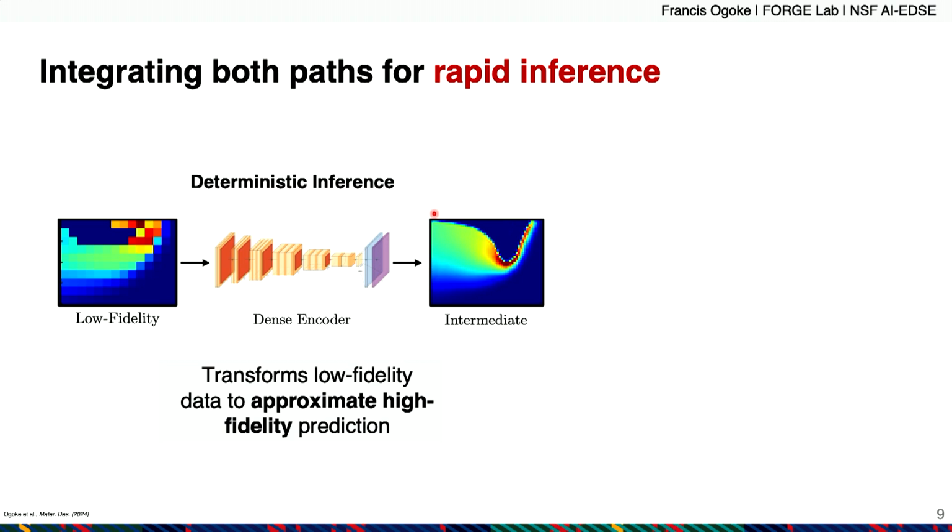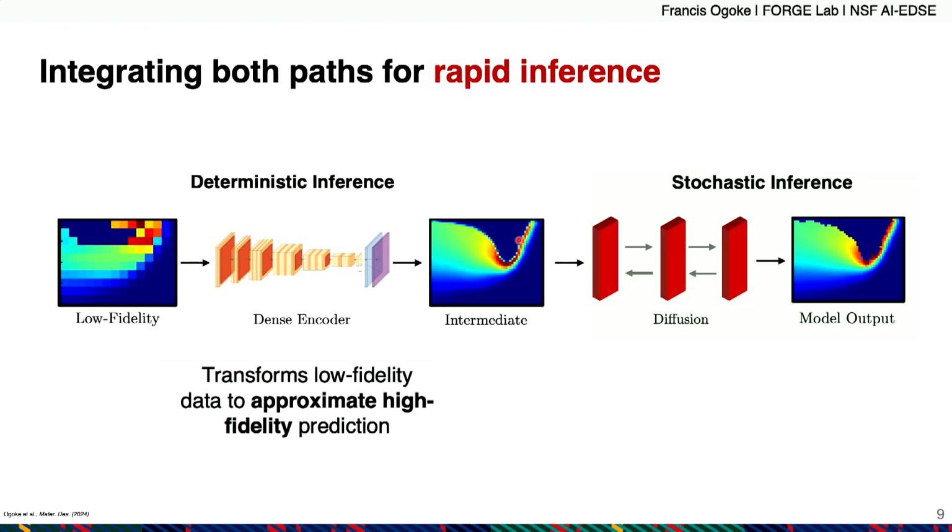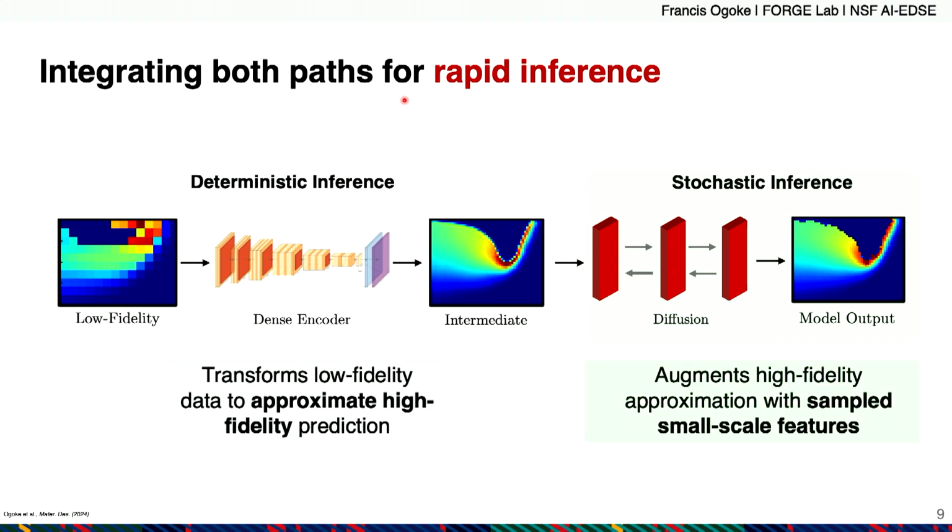But then we can take that intermediate, that approximation of the high fidelity case, and use generative models to add in small scale detail. We lose detail by going from high fidelity to low fidelity, so we try to sample it back and augment that intermediate case with that detail again. So we have some information about, well, here's my best guess as to what this small scale data might look like from this high fidelity simulation if I were to run it.